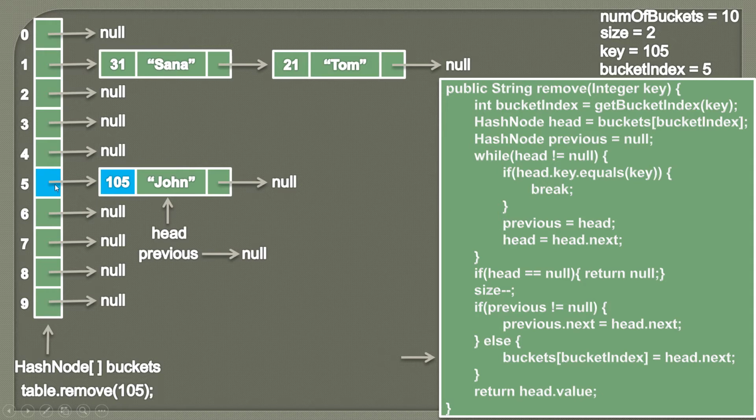So the hash node referred by bucket index, which is this, instead of pointing to this node, it will simply point to head.next, because we want to remove this node, and this node can also have other nodes. So we can't directly break this link. We simply assign head.next value to this index.